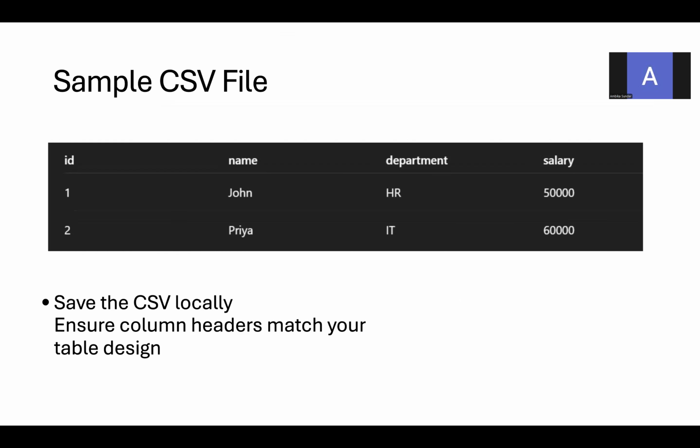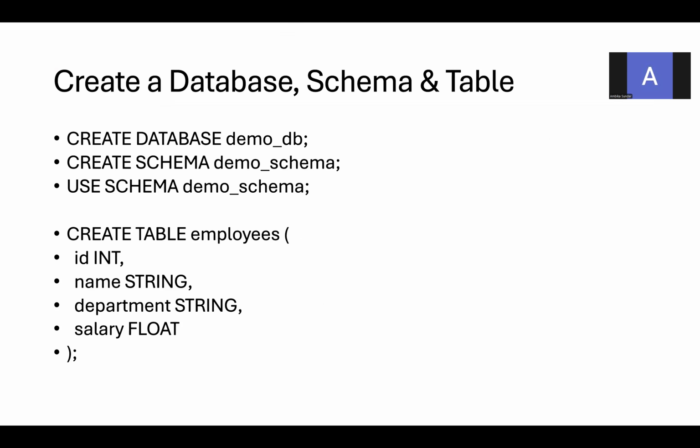So the sample CSV file I have given here has 4 columns: ID, name, department, and salary. Save this CSV file locally, and ensure the column headers match your table design.